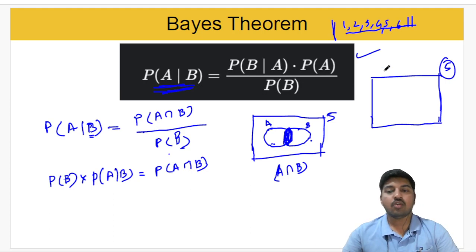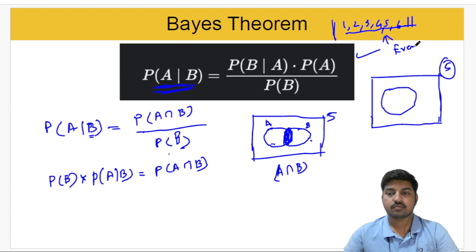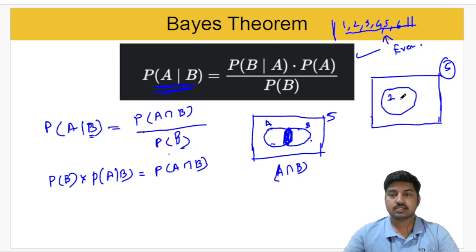Now I have defined two events on this sample space. My first event is that the outcome is an even number. What is going to be inside this event? What are the favorable outcomes from 1, 2, 3, 4, 5, 6 for an even number? I'm just asking about the outcomes. So 2, 4 and 6.